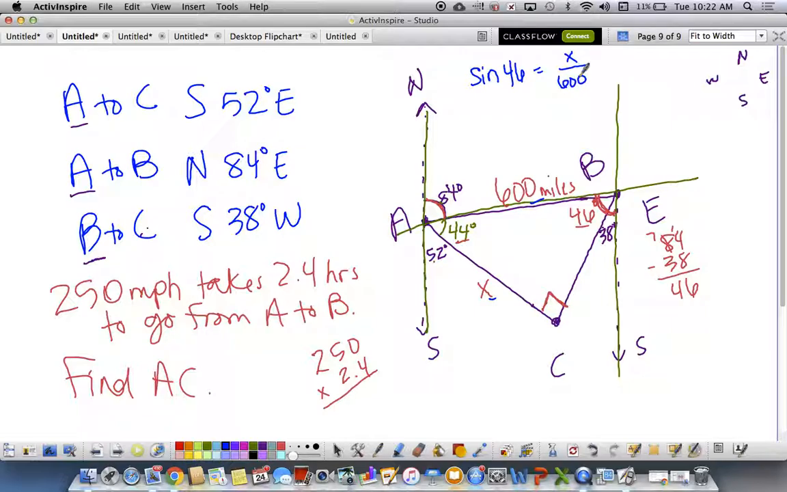Question, how many sig figs should we have in our answer? 2. Wait, so I got 431.6. Okay. So would you just do 430 miles?